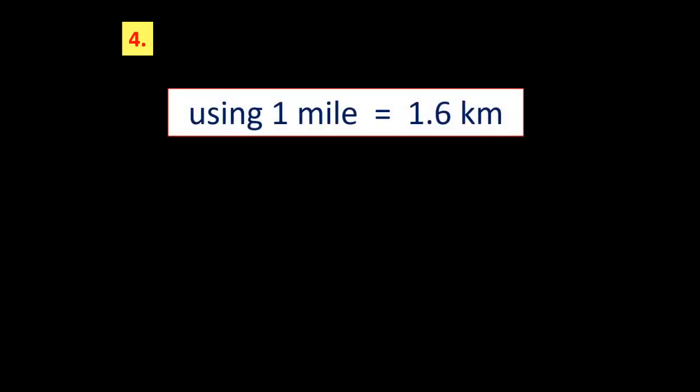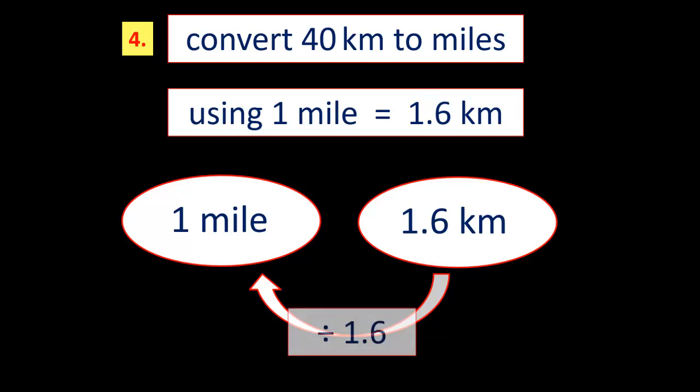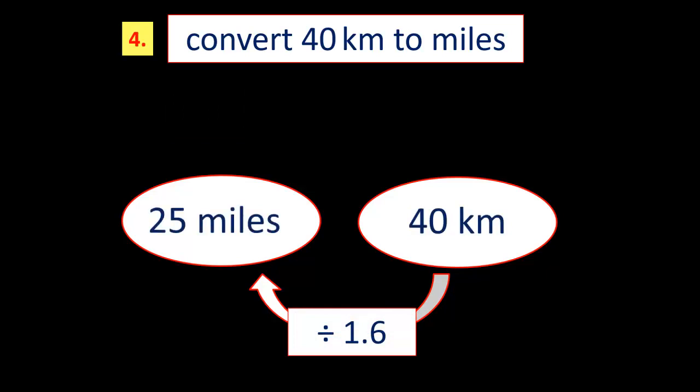Number 4, using 1 mile equals that, convert 40 kilometres. So this time we're making the number smaller, because for the same distance we get a smaller number of miles than we do for kilometres. So we're going to divide. So 40 divided by 1.6, 25 miles.